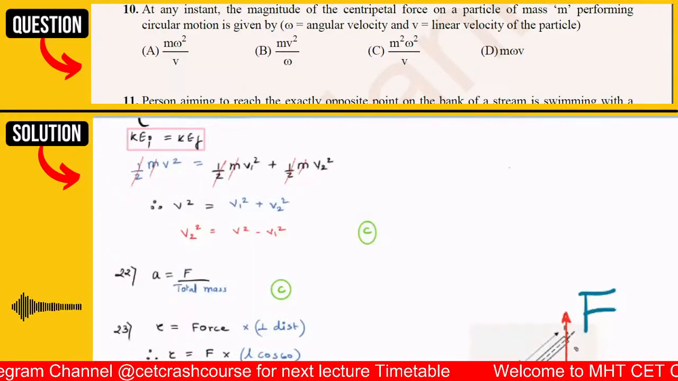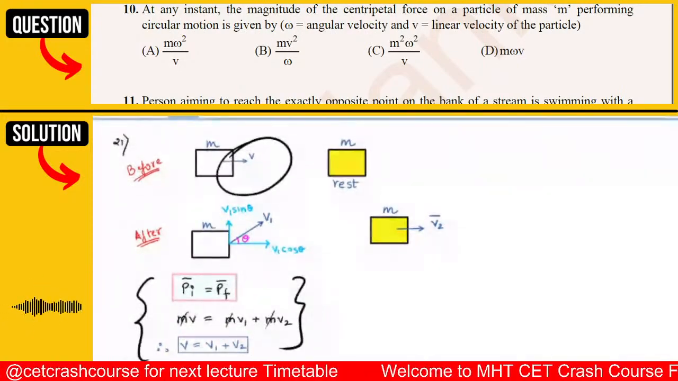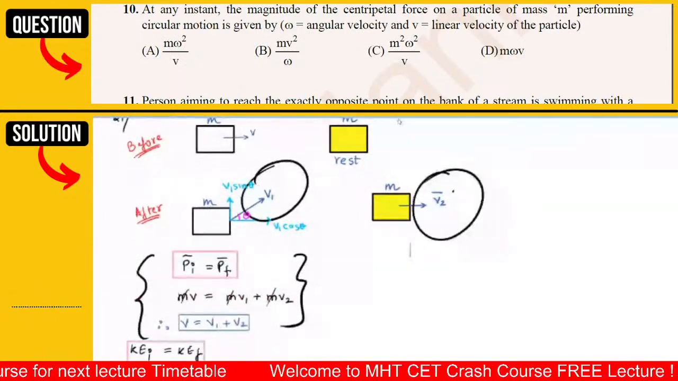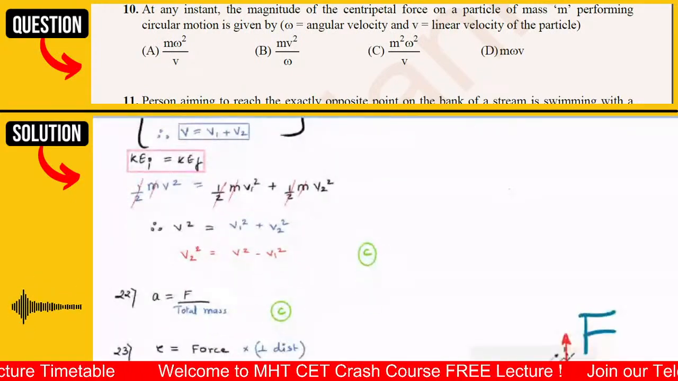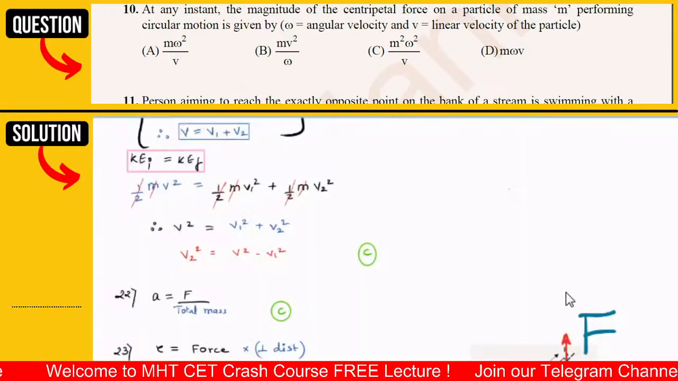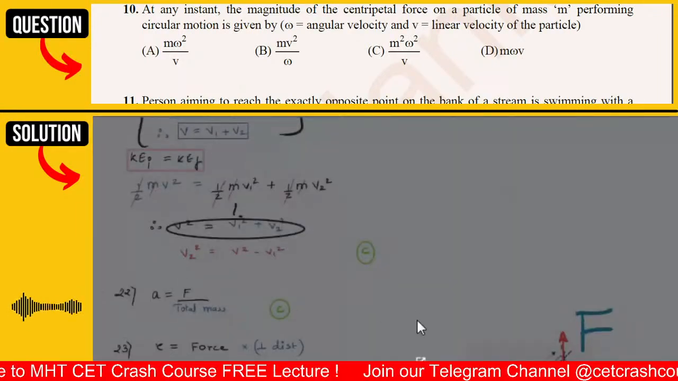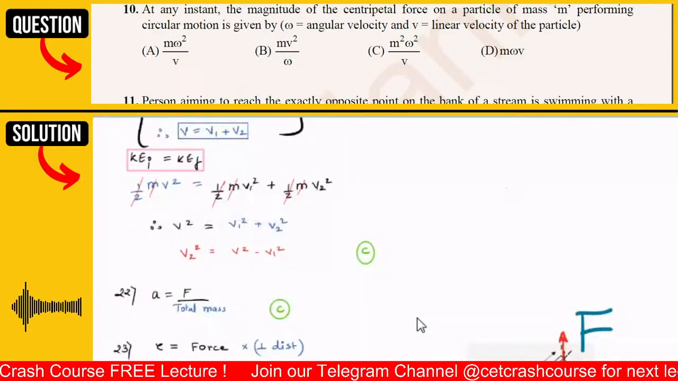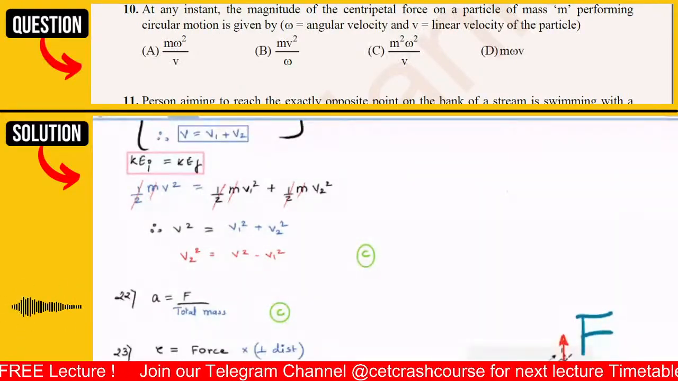When I substitute the values, the initial velocity was v, so half m v square. Finally, the velocities were v1 and v2, so it is half m v1 square and half m v2 square. Cancelling the common terms, we get the relation v square is equal to v1 square plus v2 square. And when you rearrange, you will get the answer as option C for the 21st question.